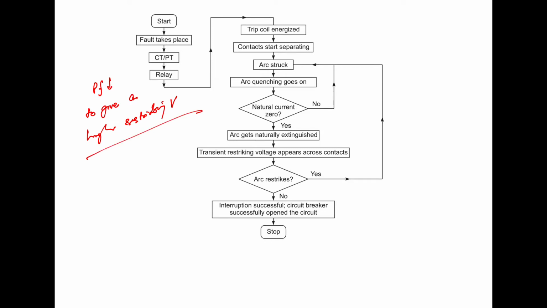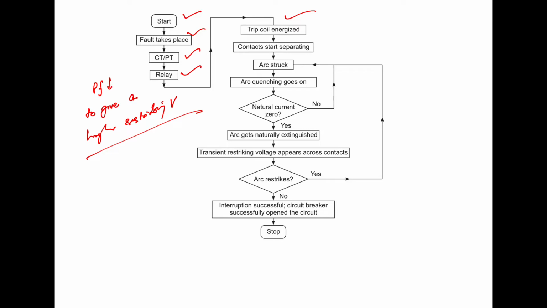Now, the circuit breaker starts from the point at which the trip coil is energized. That is, first of all, a fault takes place, then the CT and PT, then the relay operation. Now here the circuit breaker starts. It starts at the instant when the trip coil is energized, and after a brief delay, which is a function of the time constant of the coil and the moment of inertia of the mechanism.